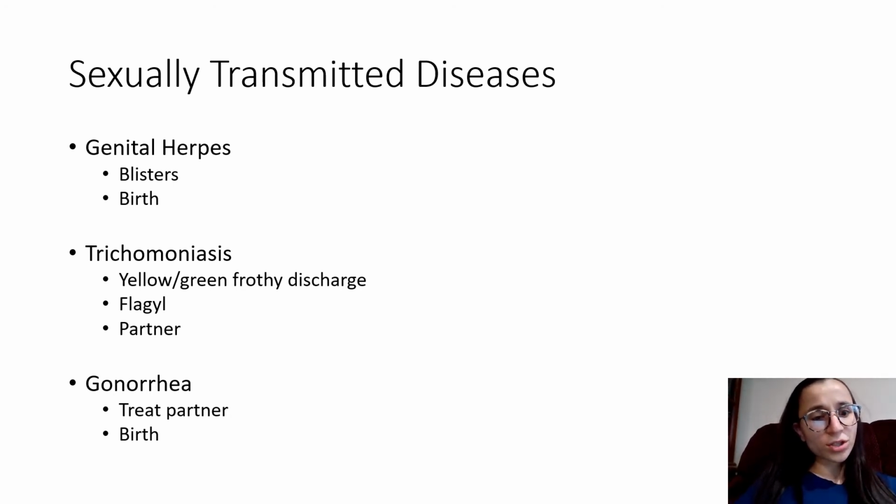The next one is trichomoniasis, which is also called trich. With trich, the main one you're going to have to know is yellow-green frothy discharge. That's going to be your key word. Yellowish, greenish, frothy discharge. It could also have painful sex, itching, etc. But your main one is going to be the yellow-green frothy discharge.